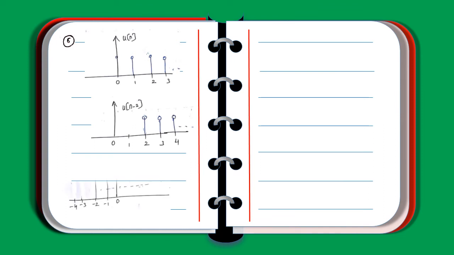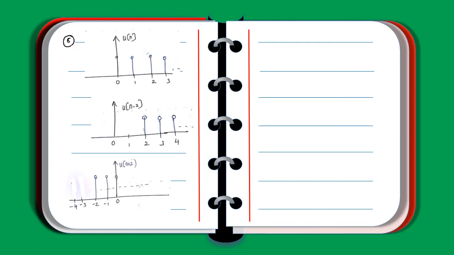For u of n plus 2, the graph will be like this. The sample which was positioned at n equal to 0 is positioned at n equal to minus 2 now. And the signal proceeds towards positive infinity. At n equal to 1, we have a sample, at n equal to 2, we have a sample, and so on. Now we have understood the operations time shifting and time scaling, both in continuous and discrete case.